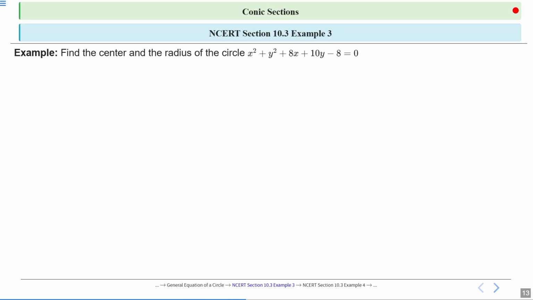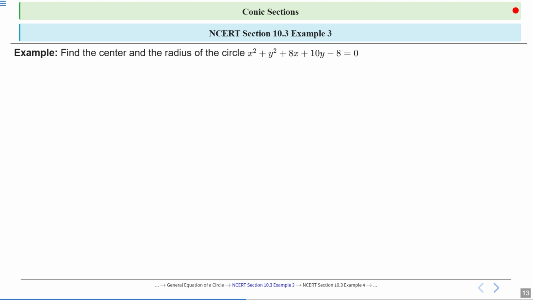So now we will take another example, example number 3. In this example we have to find the center and the radius of the circle x square plus y square plus 8x plus 10y minus 8 equal to 0. So we have been given here the general equation of the circle, and then we have to find the center and the radius of this circle.